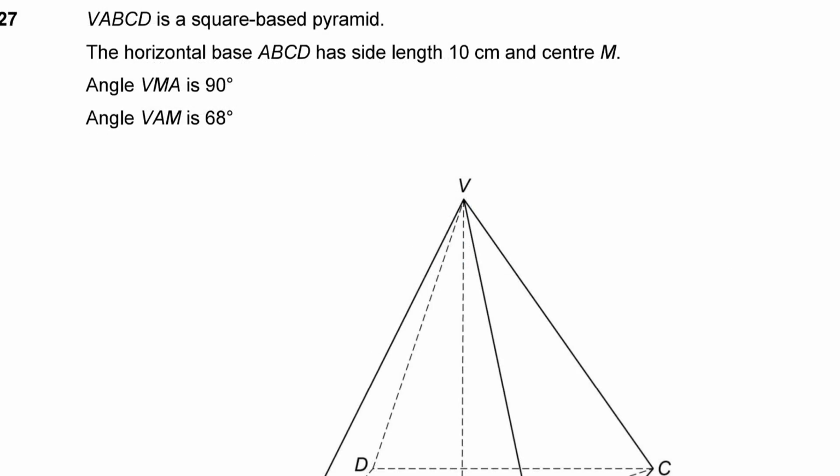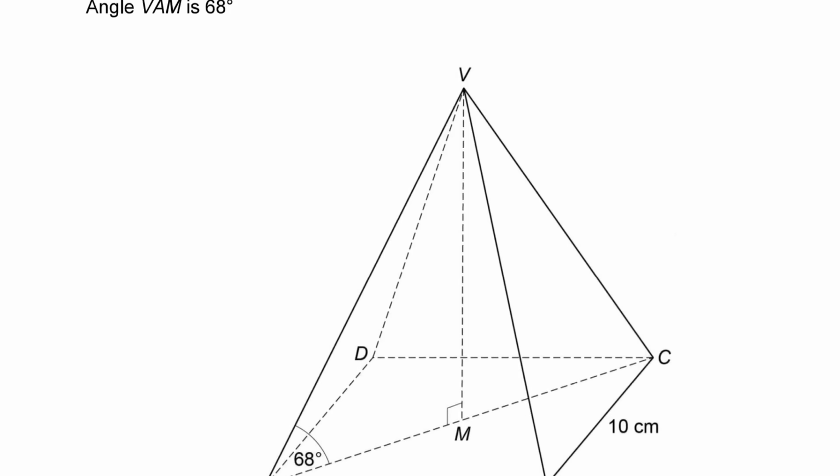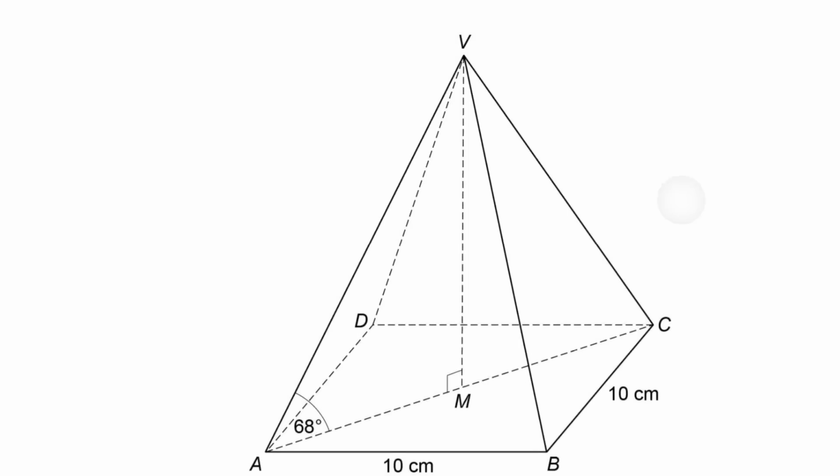Question 27. VABCD is a square-based pyramid. The horizontal base ABCD has side length 10 and center M, and we're given that angle VMA is 90 and angle VAM is 68. Now, with these sorts of questions, a good idea is just to double check that everything written in the question above is already on the diagram. In this case, it is.